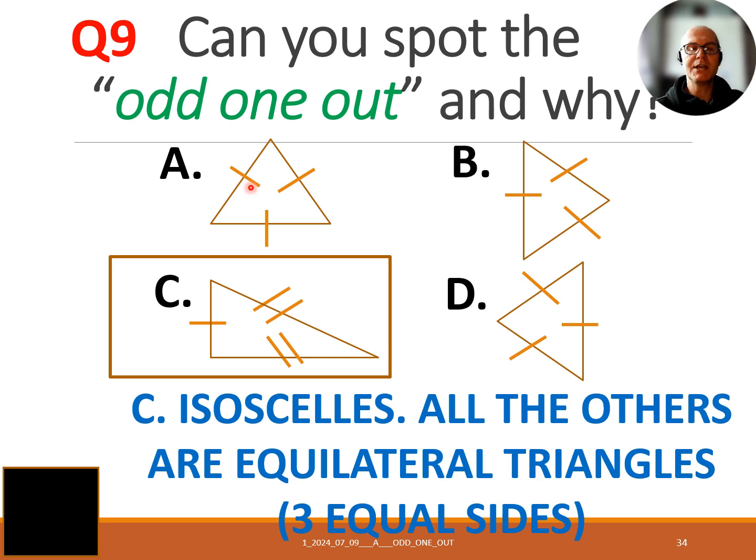The markings alone would tell you: single markings, single markings, single markings, two double markings and a single marking. C is isosceles. The other three, A, B, and D, are equilateral. It would also be true to say that A, B, and D are acute triangles, and C is a right-angled triangle. That would also be a correct reason for C being the odd one out. That would be acceptable.